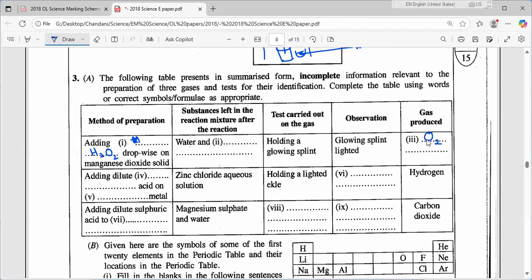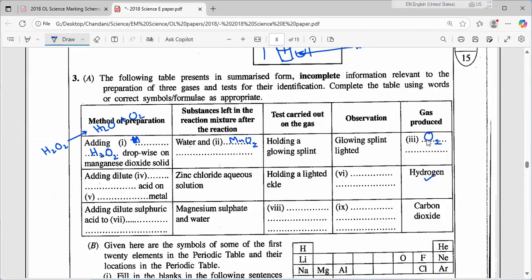What is the substance left in the reaction mixture after the reaction? Remaining is the water and manganese dioxide. Right? The gas is releasing, no? Oxygen gas is released, and water and manganese dioxide remain. Hydrogen peroxide, H2O2, produces water and oxygen. Right? This manganese dioxide is acting as the catalyst. That means at the end of the reaction, the manganese dioxide remains without converting into another substance.